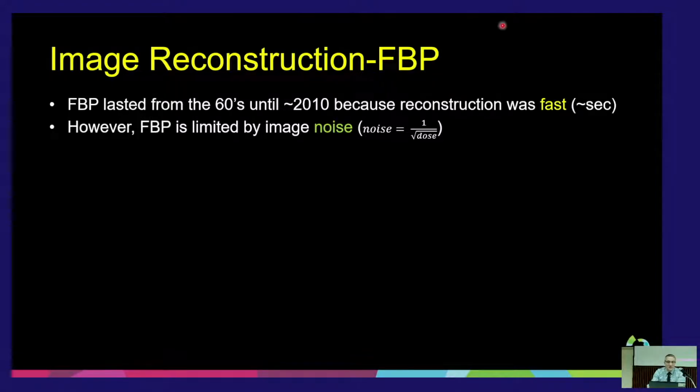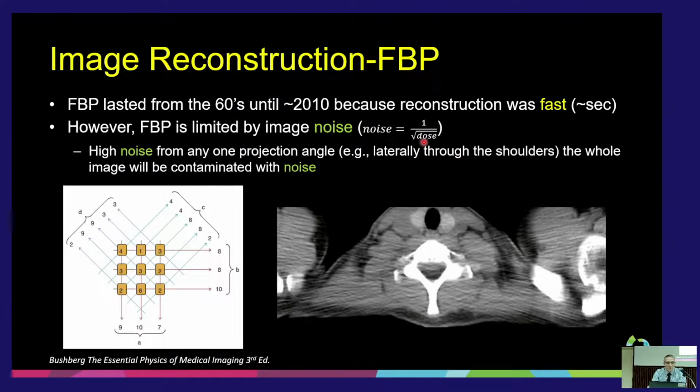The problem with filtered back projection is that it is limited by how much radiation is on the detector. If you put a lot of radiation on the detector, you'll have a little bit of noise. If you put a little bit of radiation dose on the detector, you get a lot more variability, and the image becomes noisy. We see that, of course, in some of the most difficult areas to penetrate, such as laterally through the shoulders. Very noisy, lots of streaking. All of this is a symptom of not getting enough radiation on your detector.